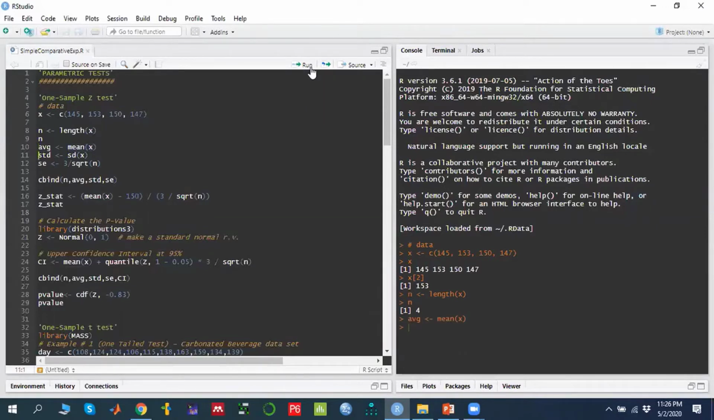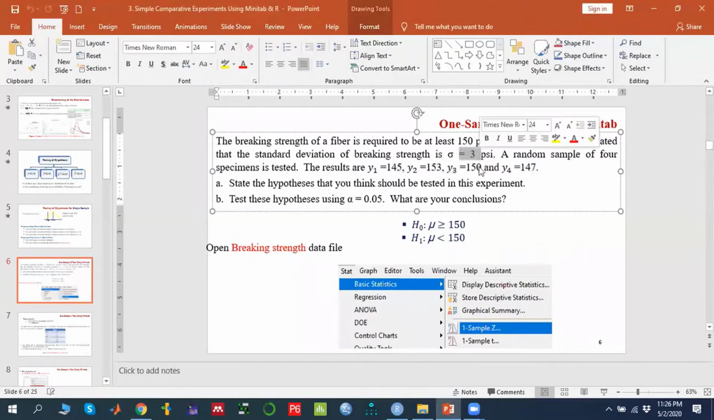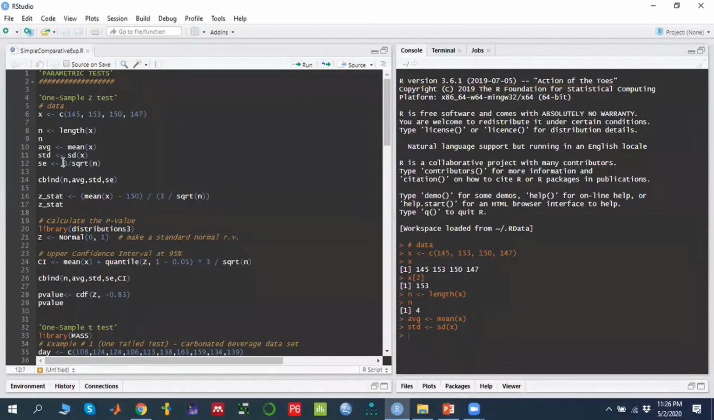Then I'm calculating the standard deviation. The function for that is STD. Here I'm computing the standard deviation, because in the problem they have given us the population standard deviation. So for that I'm using that population standard deviation divided by square root of n. This is called the standard error. So I'm computing the standard error and storing it into the variable called SE.